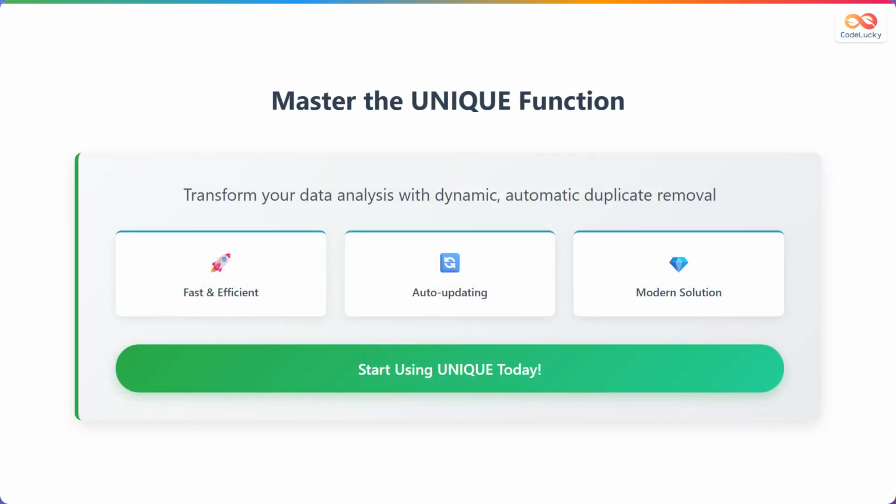In summary, the UNIQUE function allows you to transform your data analysis with dynamic, automatic duplicate removal. It offers several key benefits, including being fast and efficient, auto-updating, and providing a modern solution for extracting unique values. So start using UNIQUE today to streamline your data analysis process.